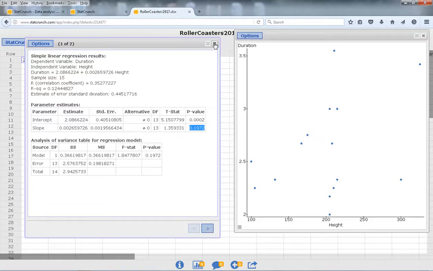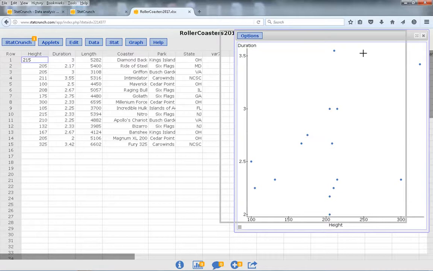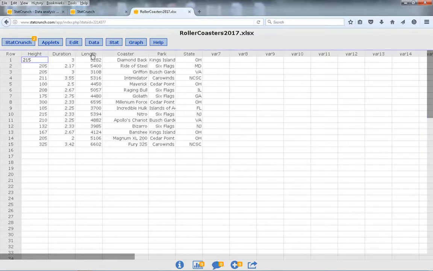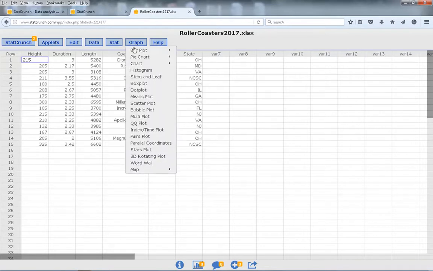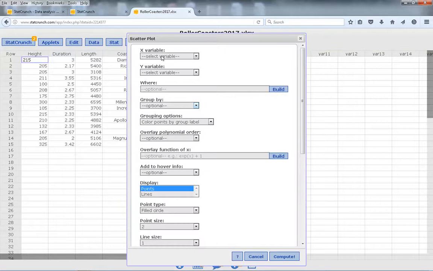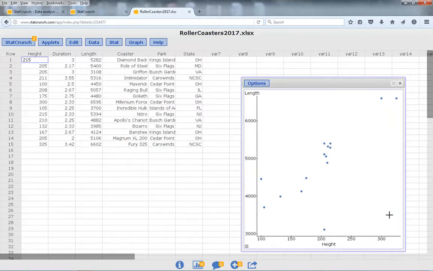Okay, so I'm going to go ahead and close these out. So what about height and length of track? Do taller roller coasters tend to have more track associated with them? Well again, let's start with a scatter plot and see what you think. So height as the predictor, length as the response. Click compute, and now what do you see? Other than this one that seems to be unusually low in length for the height, because most of the heights are up here, you tend to see a pretty good linear pattern there, except for this one point.